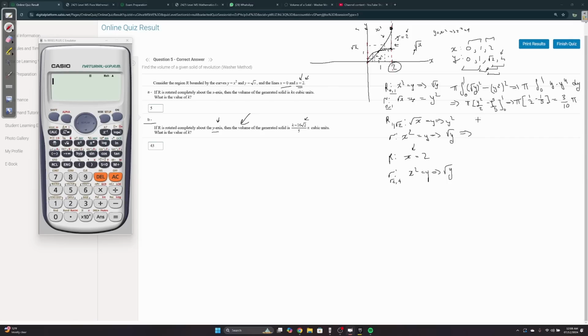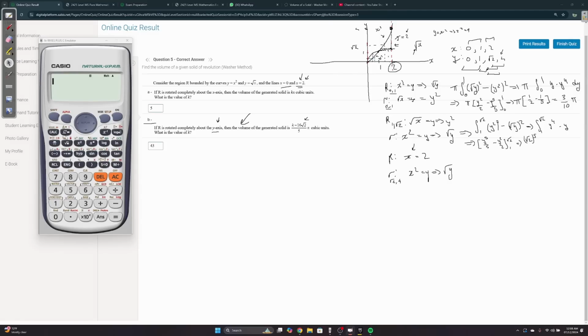We have y squared and root y. Again, integral from 1 to radical 2. Our big R is y squared, so y squared squared minus small r squared, so root y squared. You're going to get the integral from 1 to root 2 of y to the power 4 minus y. Integrating this, you get y to the power 5 over 5 minus y squared over 2, in between your bounds 1 and root 2. If you substitute, you're going to get root 2 to the power 5.